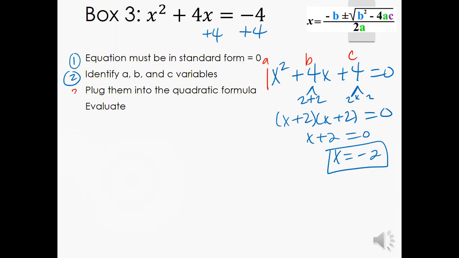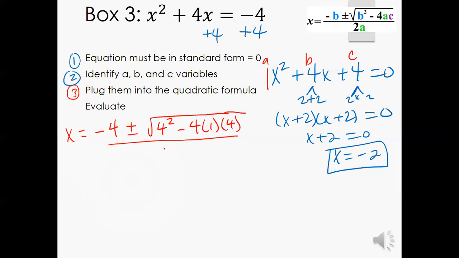I'm going to plug it in like it says on step 3. So x equals negative B plus or minus the square root of B squared minus 4AC, divided by 2A. So I literally just plug in the coefficients and constants where they go. And we end up with x equals negative 4 plus or minus the square root of 0.